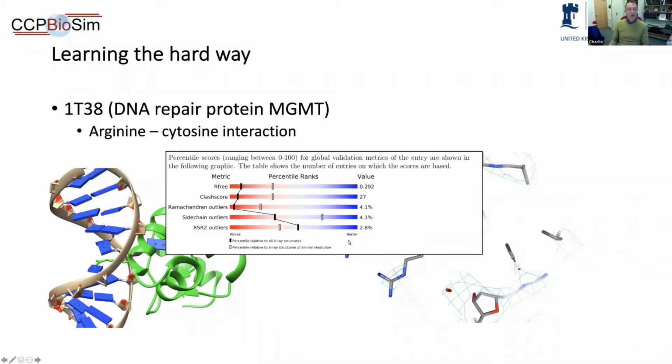The more they're to the right, the better it is. And what you can see is that with one exception, the black bars for this particular PDB code, 1T38, are well over to the left-hand side. In other words, this is not a particularly good crystal structure.